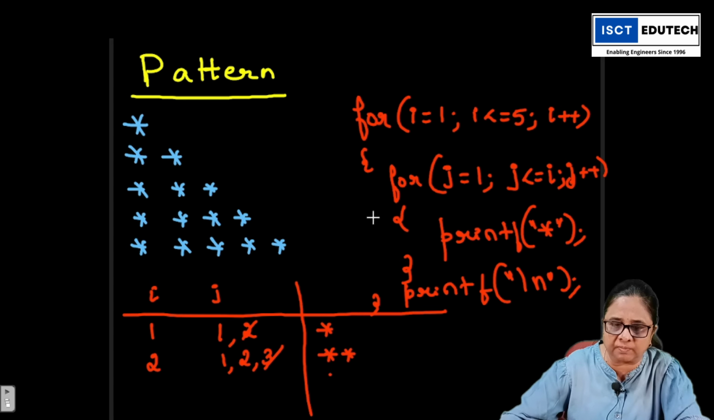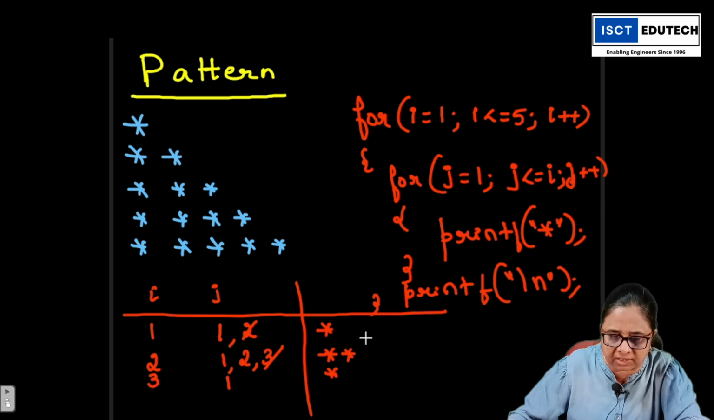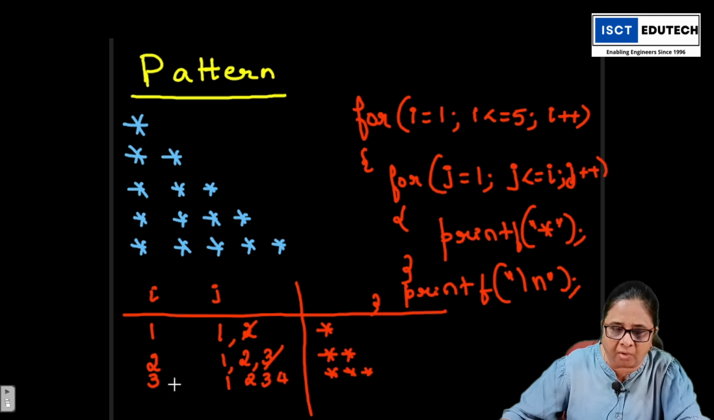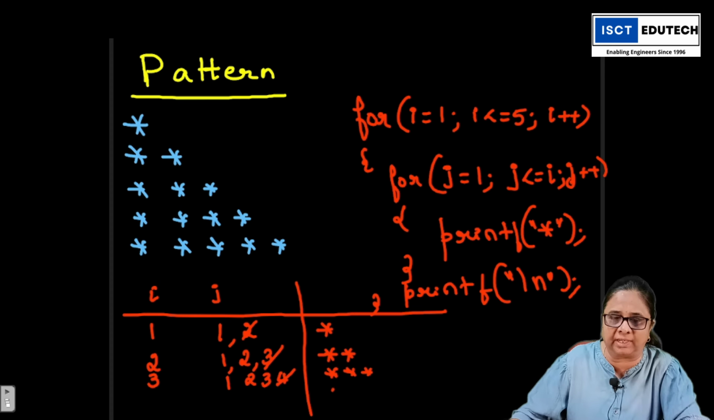Then from here it goes back, I becomes 3. J restarts with 1. 1 less than 3, yes, print a star. Now only J gets incremented. 2 less than 3, yes, print a star. Then again go back, J becomes 3. 3 less than or equal to 3, yes, print a star. Then J plus plus becomes 4. 4 less than or equal to 3 is false. So it comes out of the J loop. What is there outside the J loop is a slash n. So the cursor goes to the next line.